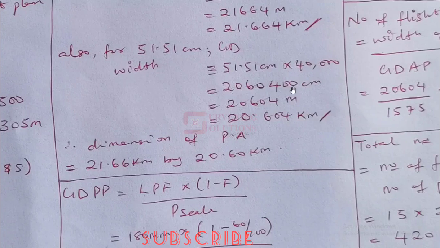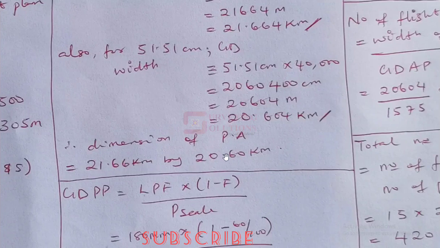Then you divide that by what? 100 to get the equivalent in meter, which is what? 20,604 meters, right? Good. Then you divide that answer by 1,000 to get the equivalent in kilometers, right? Good. So when you do that, you should be able to come up with 20.604 kilometer.